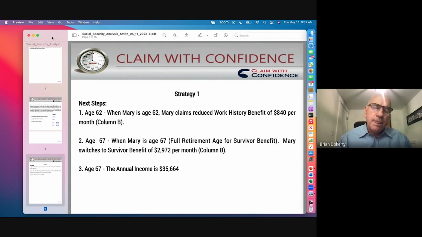So if you're a widow or widower, you really need to use the calculator, the Claim with Confidence calculator, to make sure you're aware of all your claiming options and get every dime of benefit you're entitled to.